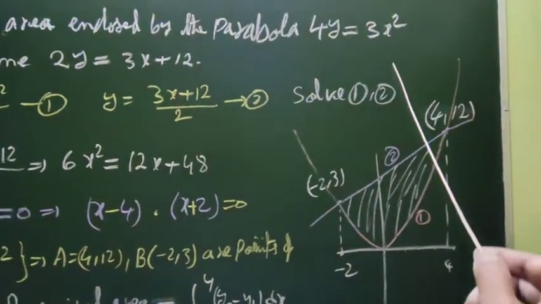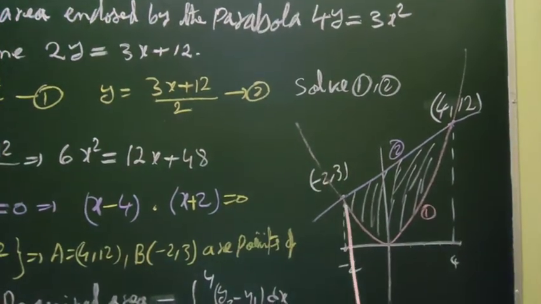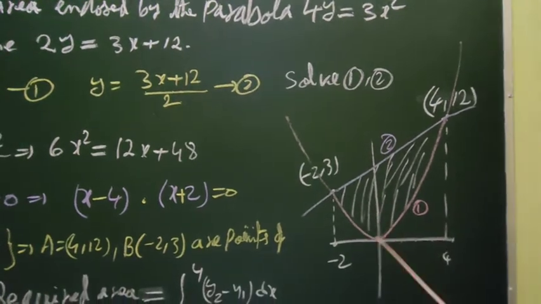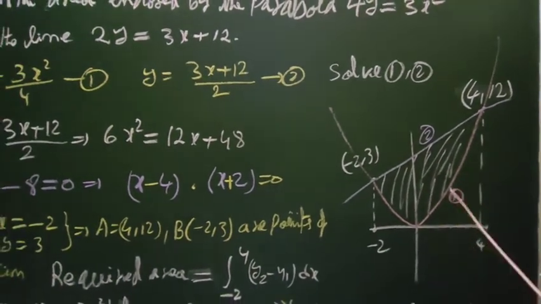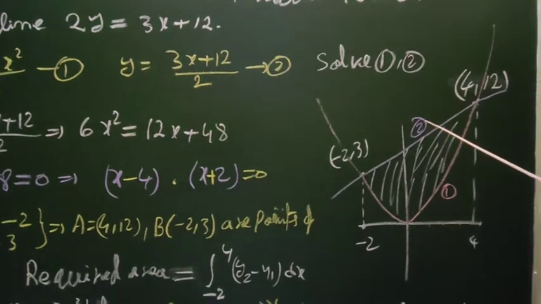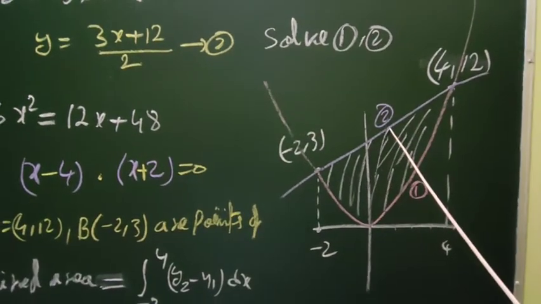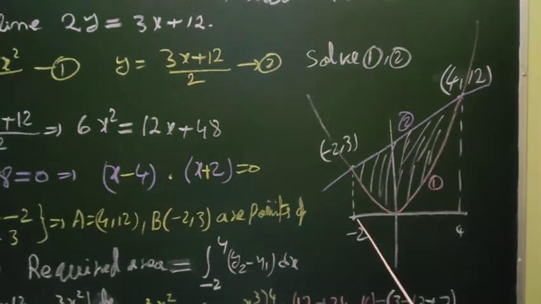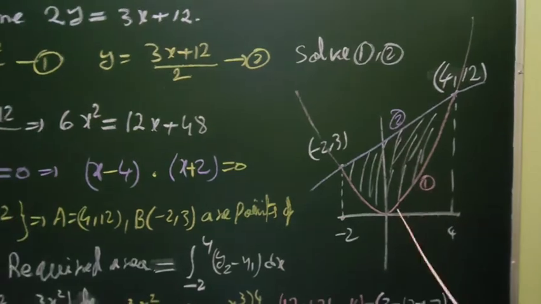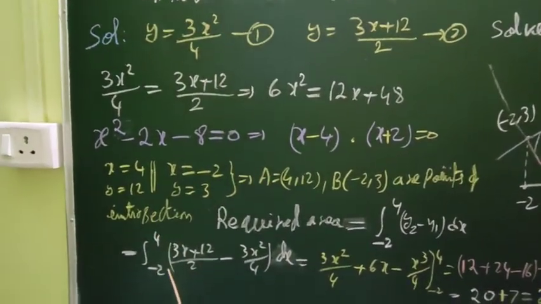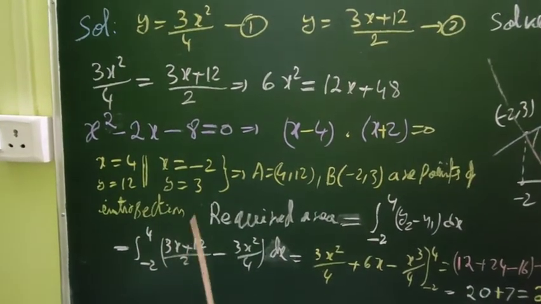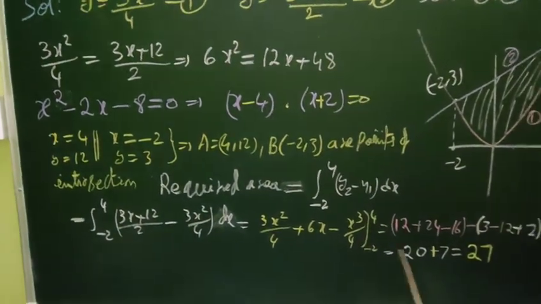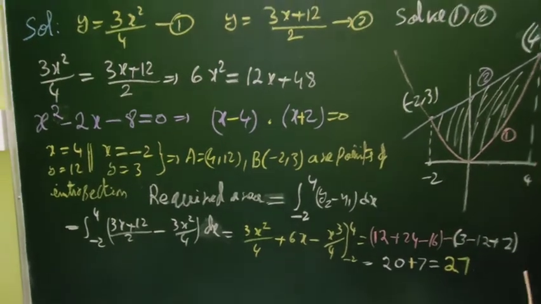Then join the parabola. X square is there, so it opens upward. Now join the 2 points with a line. Now this is the area. This area is bounded by equation 2, which is a straight line, and the downside is the parabola, equation 1. So from minus 2 to 4, this minus this: equation 2 minus equation 1. Now integrating, the value is 27.